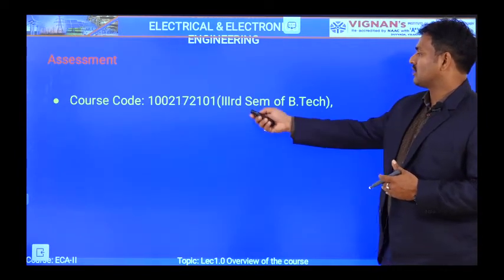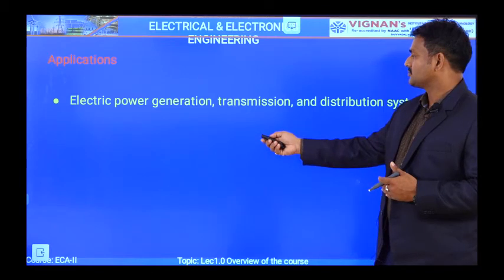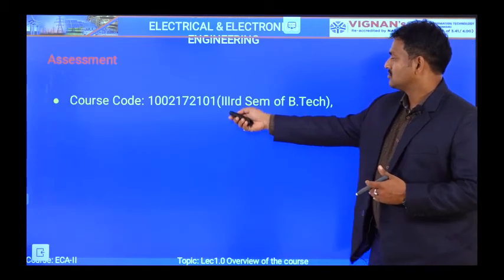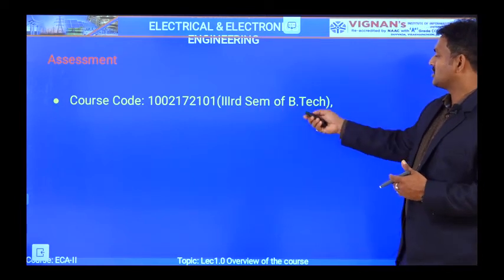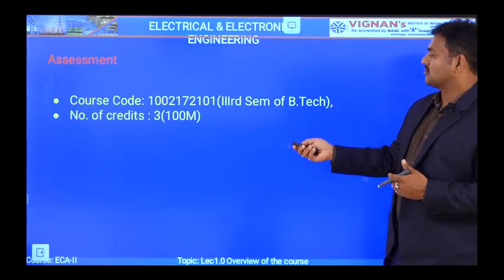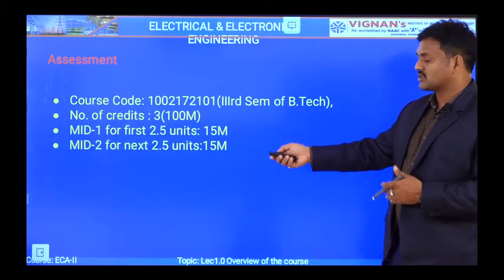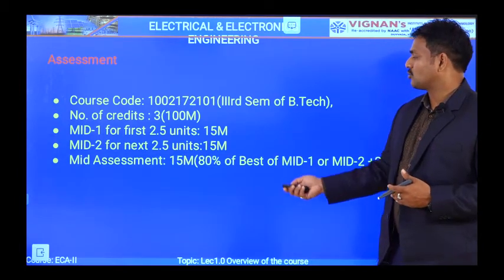So the course code is 1000217 2101. So this is the third semester of BTech. So you will have 3 credits of 100 marks. Mid 1 will be carrying the first 2.5 units for 15 marks. The remaining 15 marks for the remaining 2.5 units.